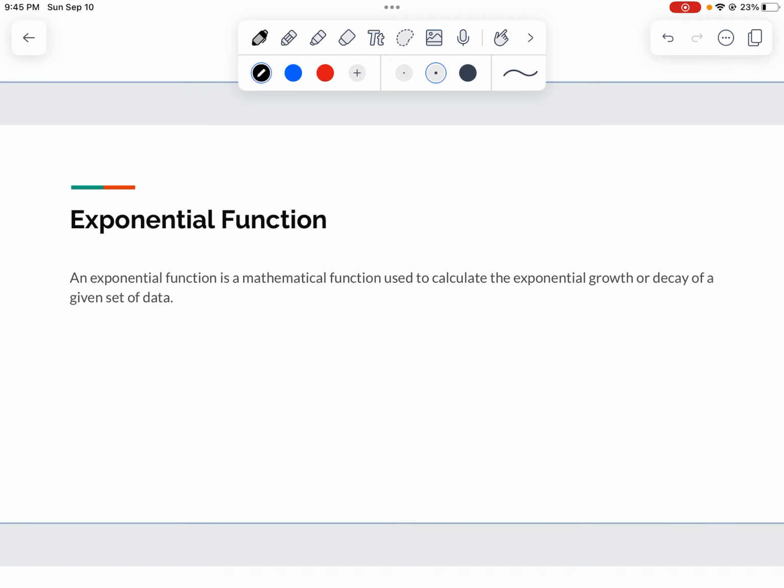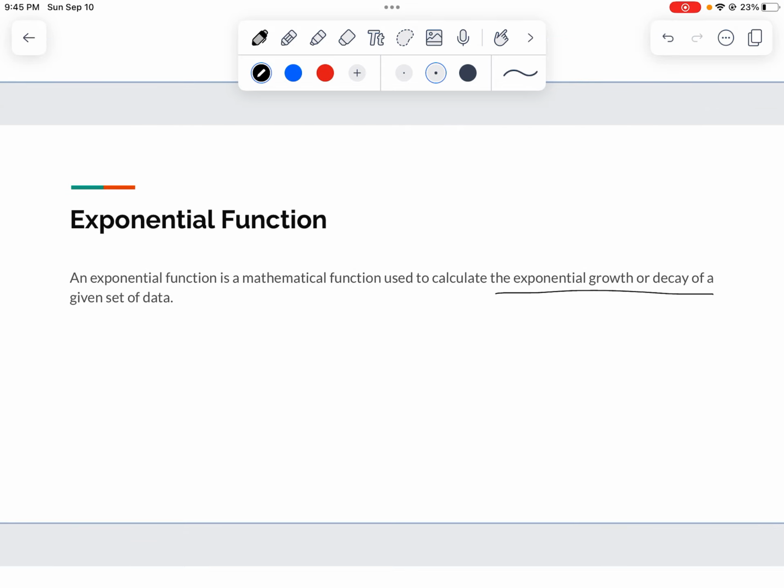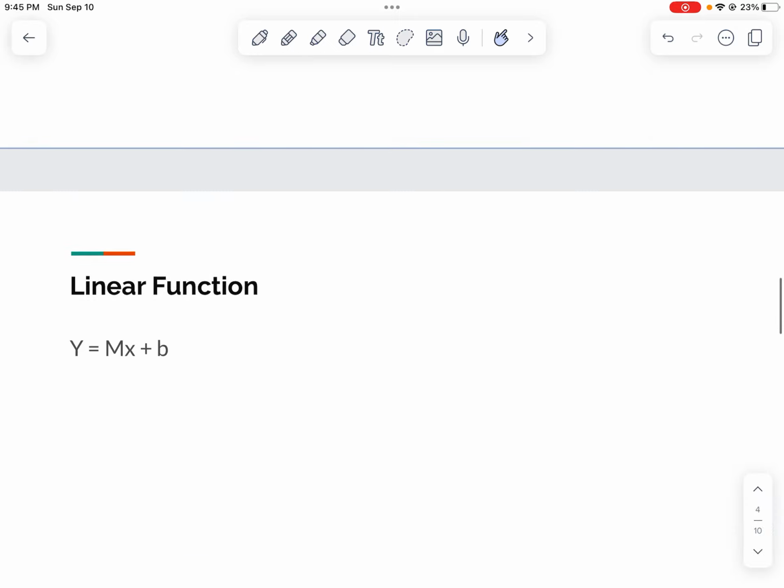So what is an exponential function? Well, an exponential function is a mathematical function, and it is used to calculate the exponential growth or decay of a given set of data, okay? So that's important, the exponential growth or decay. And we'll be going over this.